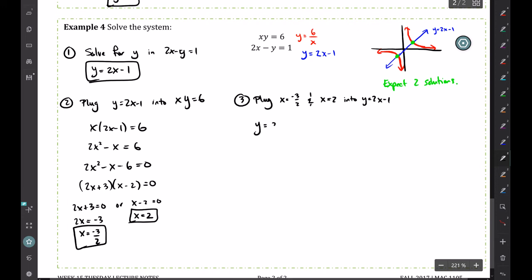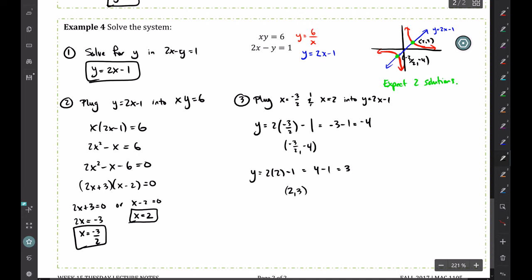So then I'll get y equals 2 times negative 3 halves minus 1, which is negative 3 minus 1, which is negative 4. So that tells me that negative 3 halves comma negative 4 is one of my solutions. It's going to be that one. And then the other one is when I plug in 2. So y equals 2 times 2 minus 1 is 4 minus 1, which is 3. So 2 comma 3 is my other solution, which would be that one up there.